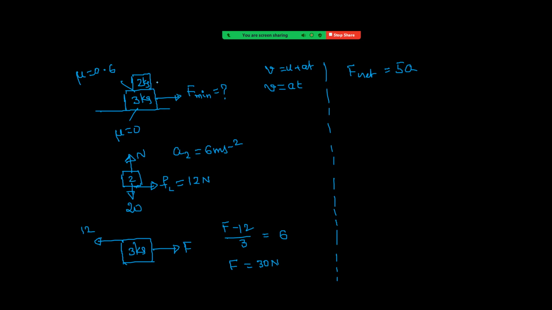Here the upper block moves only because of friction. So when friction becomes maximum, its acceleration becomes maximum. If acceleration is beyond 6, slipping will be there. That's why for both, acceleration should not cross 6. For limiting value 6, 5 into 6 is 30. So like this, directly we can solve the problem.